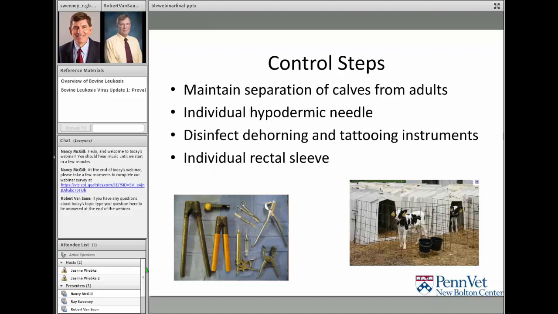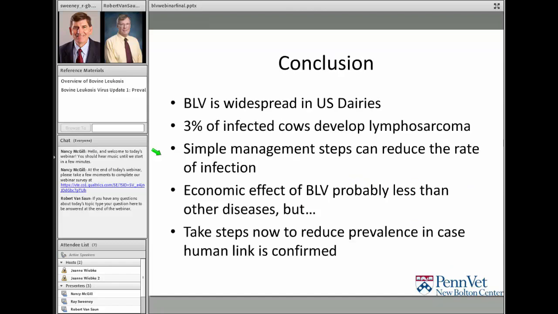virus load. We can take steps to prevent transmission again, so we're going to keep calves separated from adults so that they aren't exposed to secretions that have white blood cells. We'll use individual hypodermic needles rather than sharing needles. We'll disinfect all of our surgical instruments between procedures and tattooing instruments. And we can use an individual rectal sleeve for each rectal examination, or at least if we know which cows are positive, we can change sleeves after examining a positive cow.